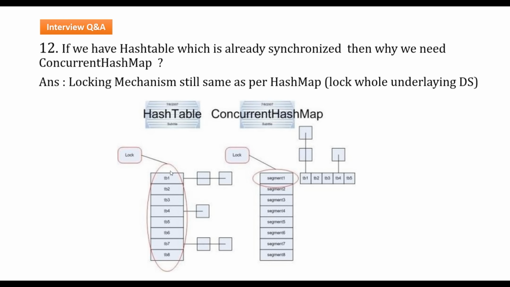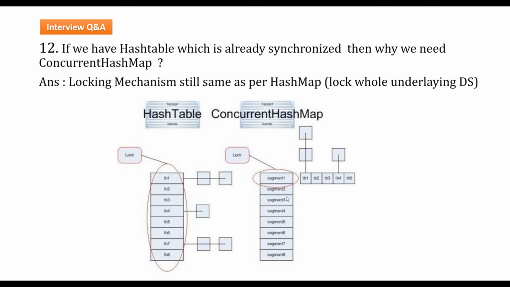So if you can see this diagram, Hashtable applies a lock on the entire map object, right? The entire table. But in ConcurrentHashMap, it applies the lock on segment 1, 2, 3, 4, or you can say this is a bucket of a map. In each bucket it will apply the lock, not on the whole object.